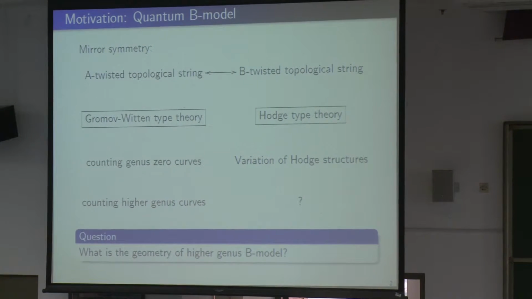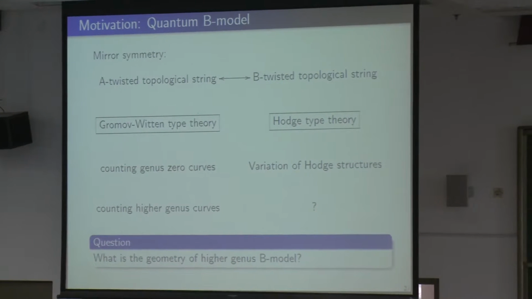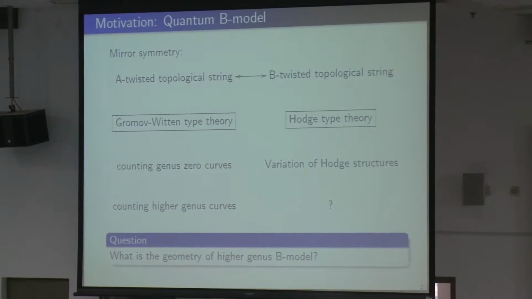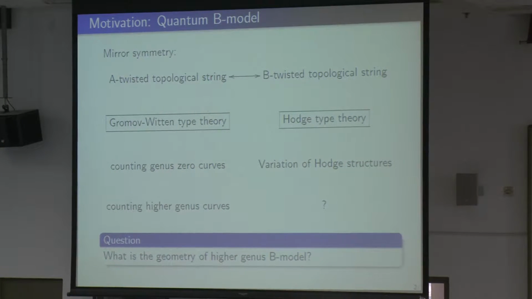For example, on one side, you get this curve counting theory, Gromov-Witten theory, and on the other side, you get Hodge theory. If you count rational curves, you get exactly the structure of variation of Hodge structures. On the other side, you can count higher-genus curves, and you're asking what's the geometry here? That's a very basic mathematical question. This is also the same as asking what is the geometry of the quantization of the Hodge theory on Calabi-Yau geometry? That's a precise mathematical question we want to study.